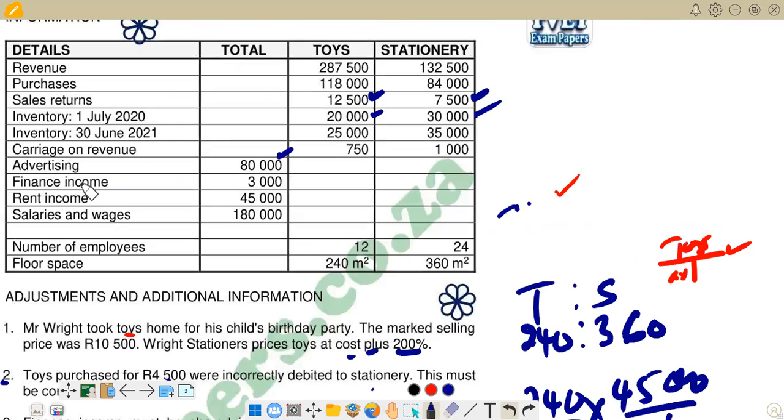Right. After advertising, we've got finance income. It's not part of that. Rent income is not part of that. But we've got salaries and wages. This comes as the last one, as we are seeing. So for salaries and wages, the figure that we have is 180,000.